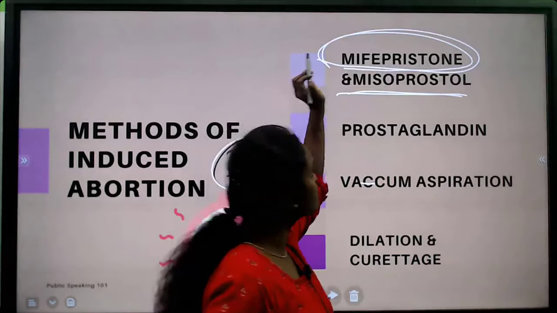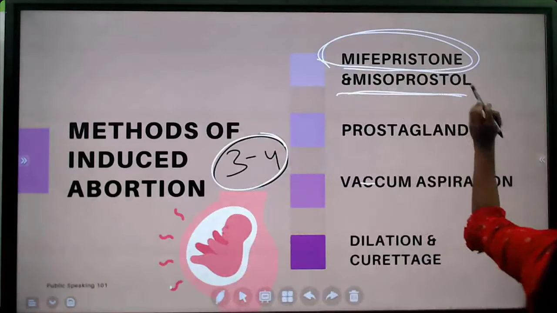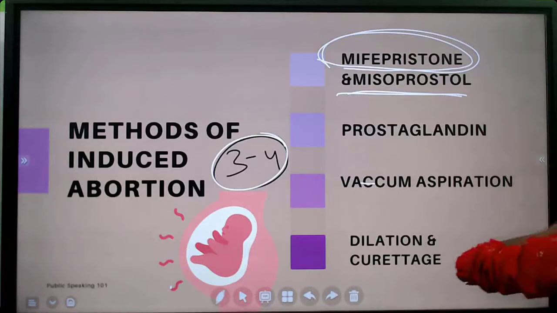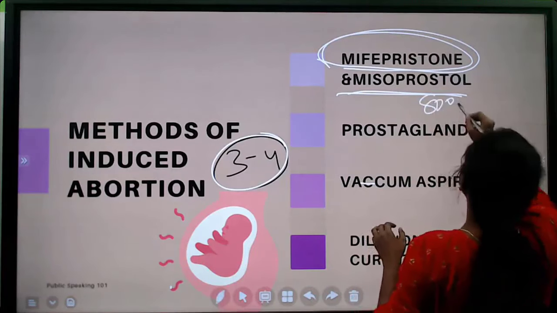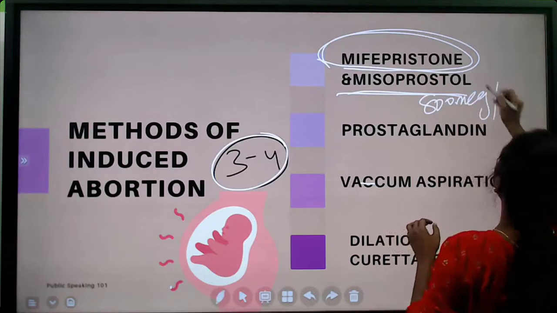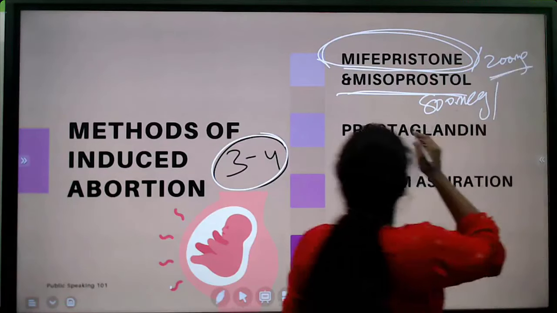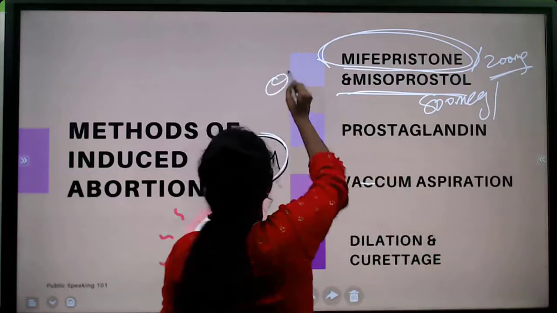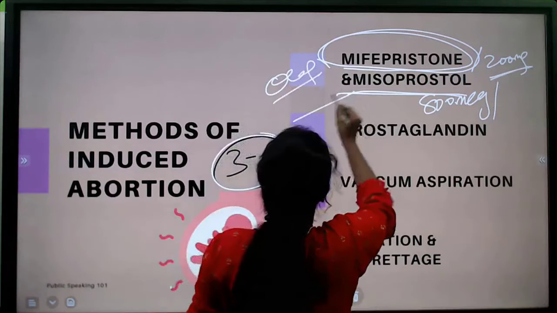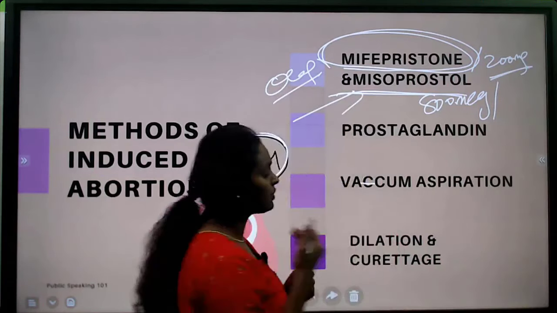So how much dose can we administer? 800 mcg, and this is 200 mg. So this is the dose, and how we will give it: through the oral route. This we can administer orally or vaginally.